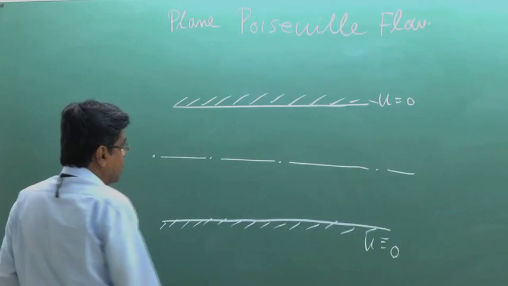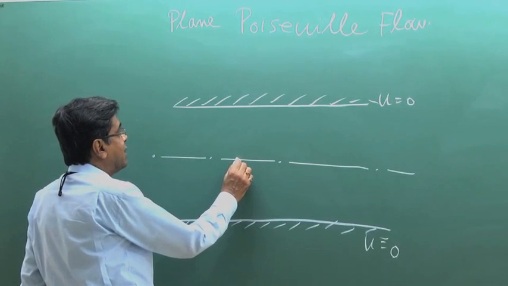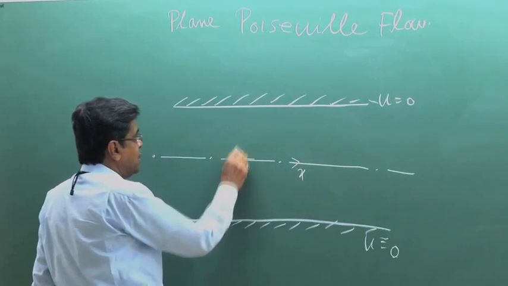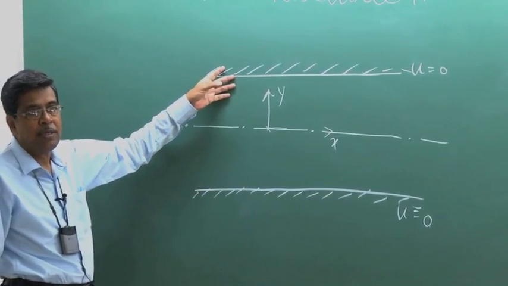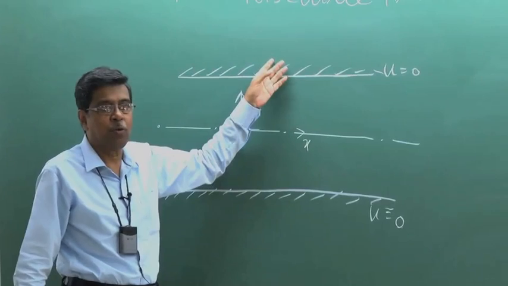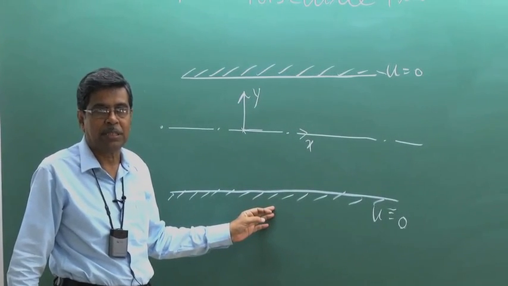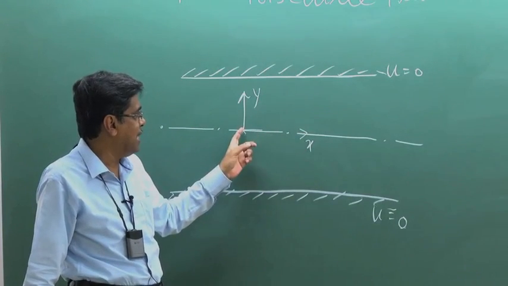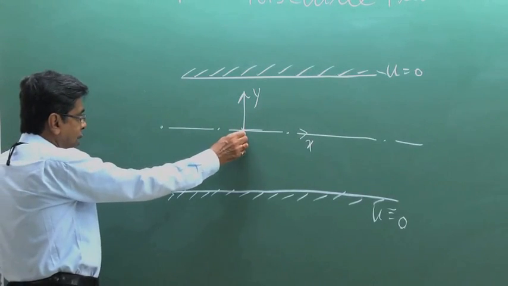So in this case, if we take the axis like this, this is our x, this is our y. Now, by geometry, the flow is symmetrical with respect to the central line, because the two plates are at rest, with identical kinematic boundary conditions. So it is convenient to use the central line as the axis x, with y and z.